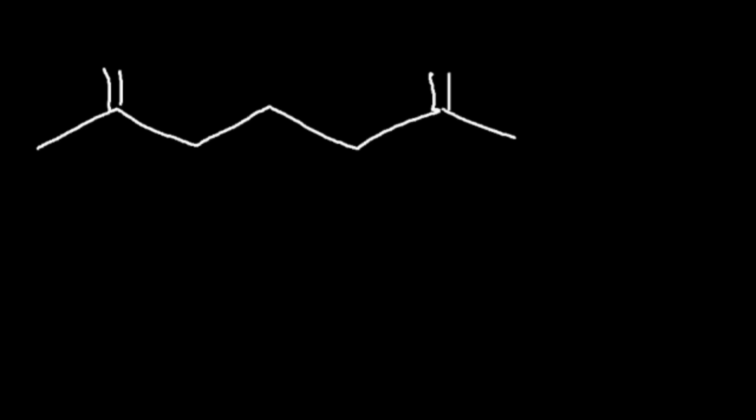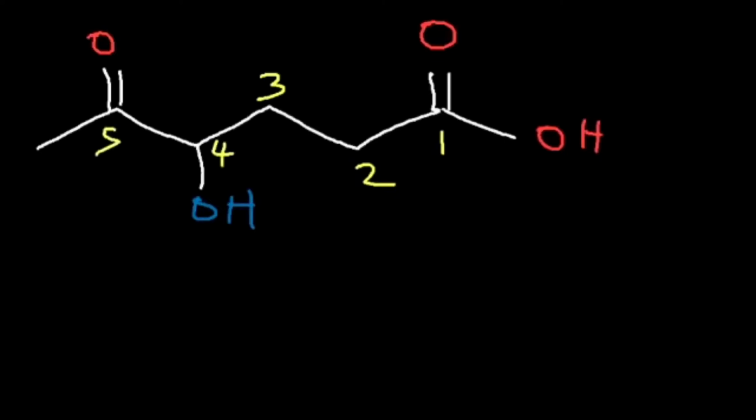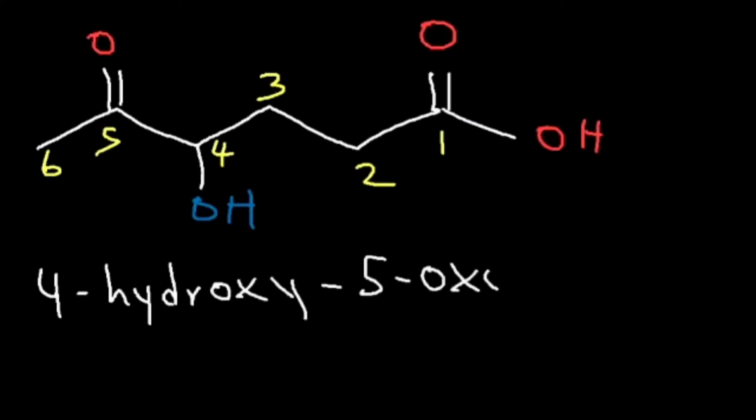Now, how about this one? What's the name of this particular carboxylic acid? So the carboxylic acid has more priority than the ketone and the alcohol. Now, H comes before O, so this is going to be 4-hydroxy and then dash 5-oxo. Since we have a 6-carbon chain, hexanoic acid.